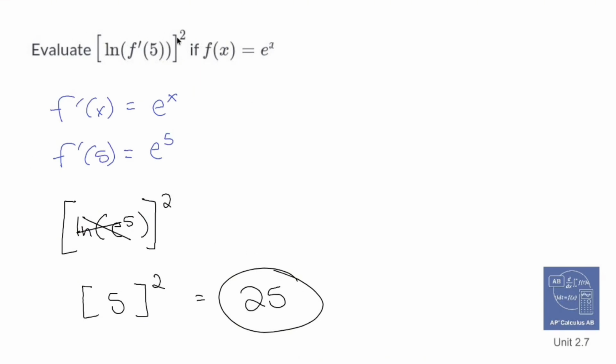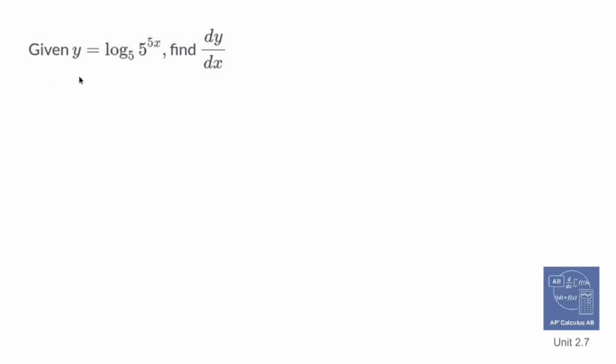I mean, these are the types of problems that are designed to see if the kids who get 5s on the AP exams can figure out what this is asking. And all this is asking is you to do a bunch of useless stuff and end up with a really nice number you don't need a calculator for. And that's my guy. Given y equals log base 5 of 5 to the 5x, find dy/dx.